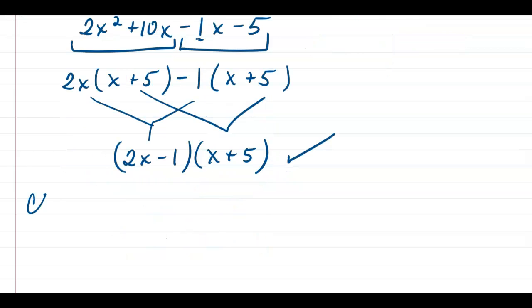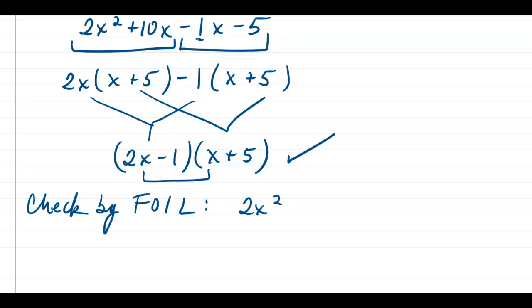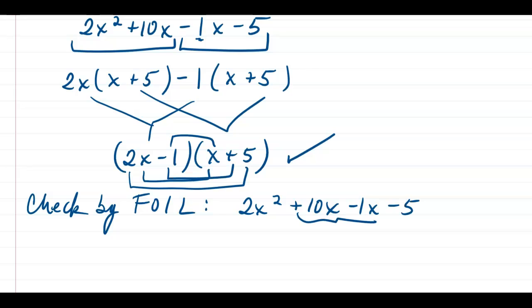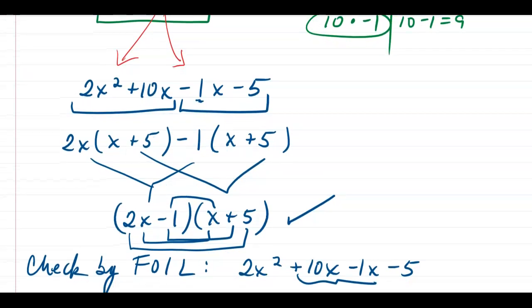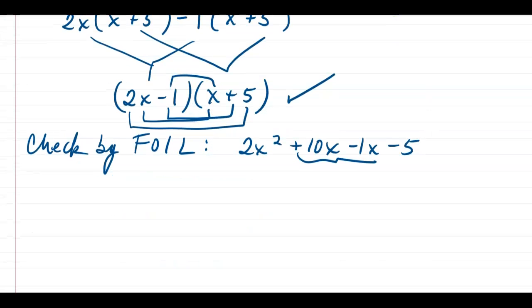We're going to test or check our answer by double distribution, also known as FOIL. So FOIL says that we multiply 2x times x, which is 2x squared. Outer terms, 5 times 2x is plus 10x. Inner terms, negative 1 times x. And last terms, negative 1 times 5. And clearly, the 10x minus 1x, that looks pretty familiar. There it is up above. And we combine those and we get 2x squared plus 9x minus 5. Check. We got back to the beginning.